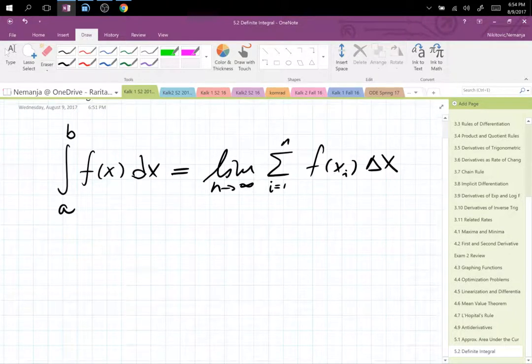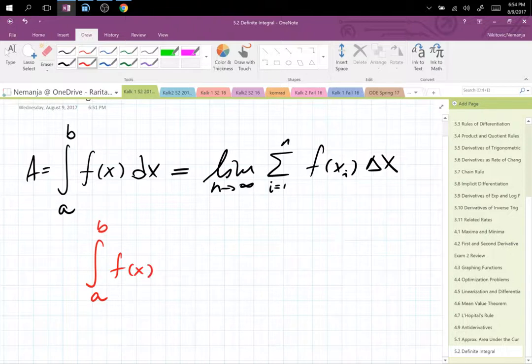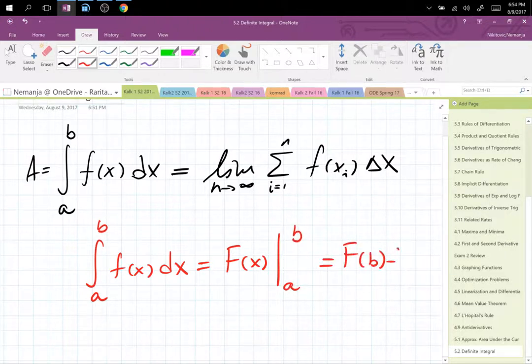All of that gives us the area, right? We are interested in learning how to compute this definite integral, and that will be given by the integral a to b of f of x dx is equal to any antiderivative computed from a to b, which is F of b minus F of a.